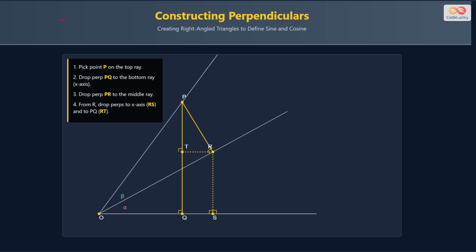To work with sines and cosines, we need right triangles. Let's pick a point P on the top ray. First, we drop a perpendicular line straight down to the x-axis at point Q. Then, we drop a perpendicular to the middle ray at point R. Finally, from point R, we drop two more perpendiculars. One to the x-axis at S, and one to the line PQ at point T. This construction gives us all the right triangles we need.